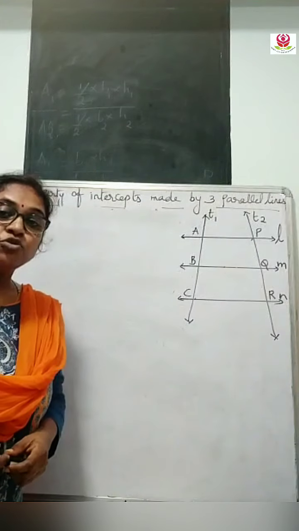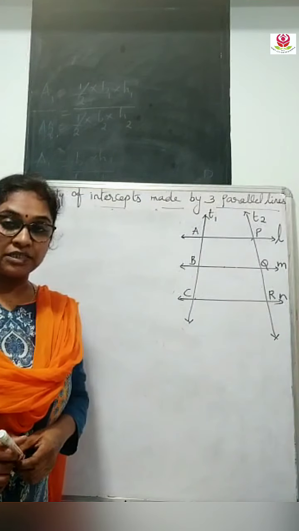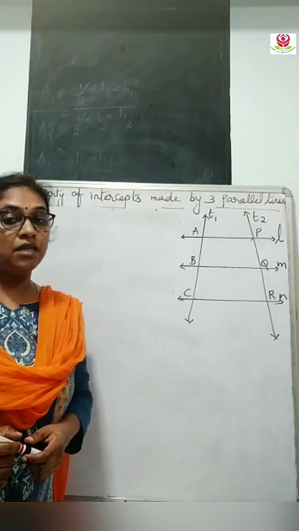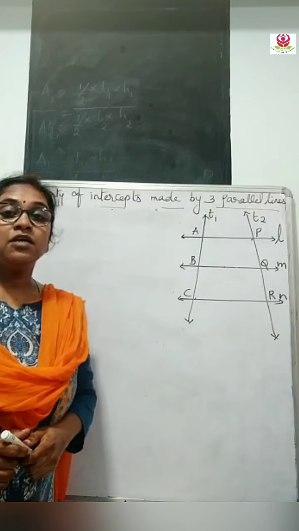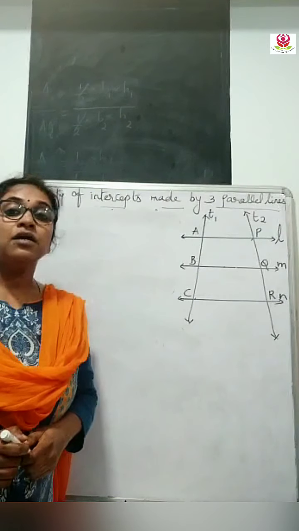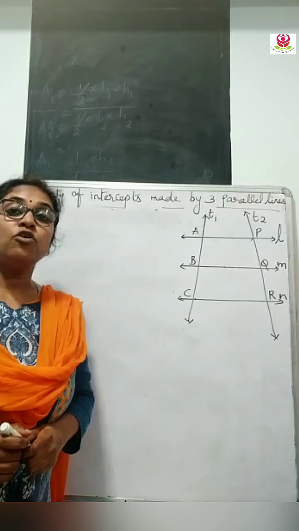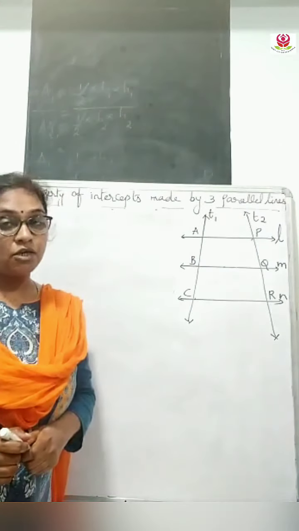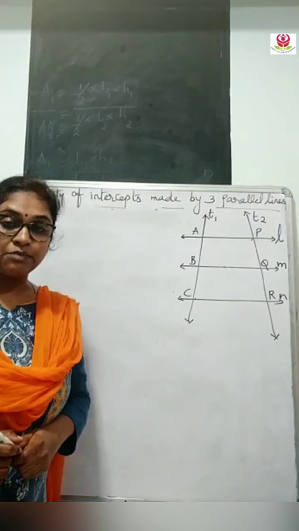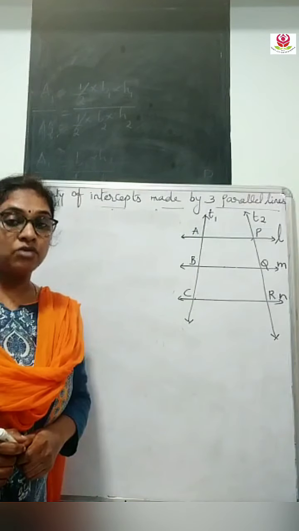Hello students, today we will be doing the property of intercepts made by three parallel lines. The statement is: if we have three parallel lines cut by transversals, then the ratio of the intercepts made on one transversal is equal to the ratio of the intercepts made on any other transversal.